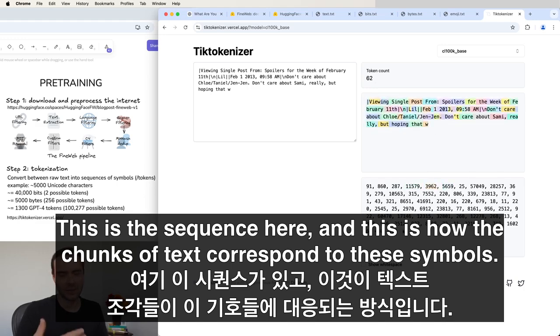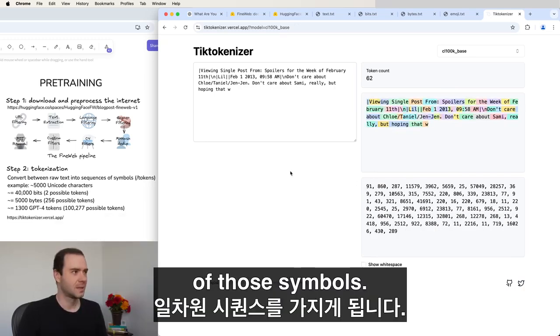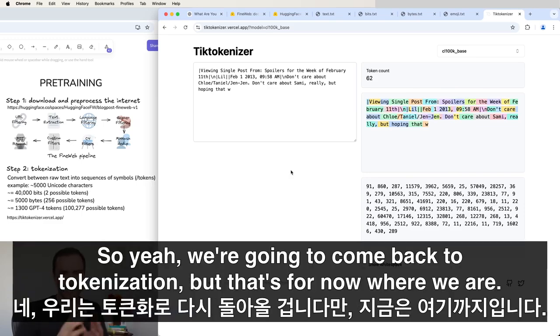And again, there's 100,277 possible symbols, and we now have one-dimensional sequences of those symbols. So yeah, we're going to come back to tokenization, but that's for now where we are.